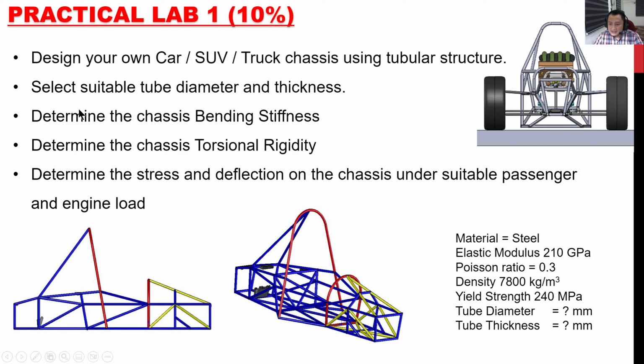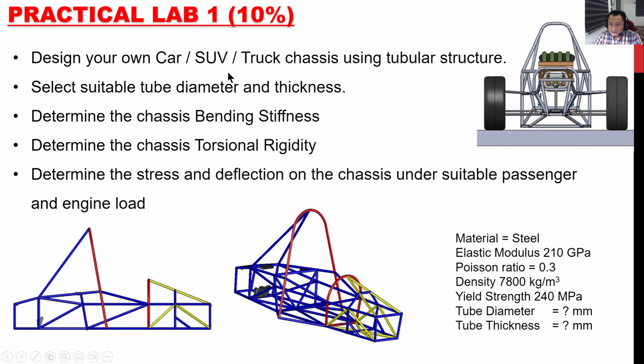A few things that you need to determine. Number one is you need to determine the bending stiffness of the chassis, and then the torsional rigidity of the chassis, and also determine the load condition, the stress and deflection on the chassis under suitable passenger and engine load. Make sure you use the same material, which is steel, using the properties that you get from this page.